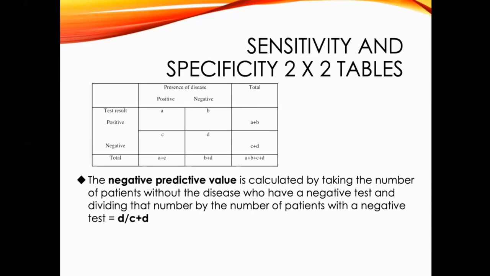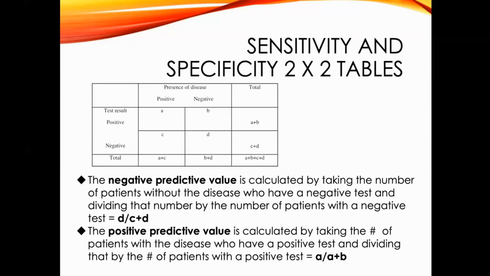The negative predictive value is calculated by taking the number of patients without the disease who have a negative test and dividing that by the number of patients with a negative test. So the formula is D over C plus D. The positive predictive value is calculated by taking the number of patients with the disease who have a positive test and dividing that by the number of patients with a positive test. So that's A over A plus B.